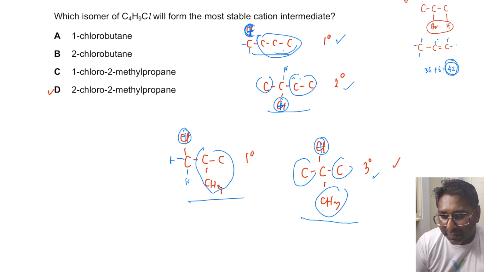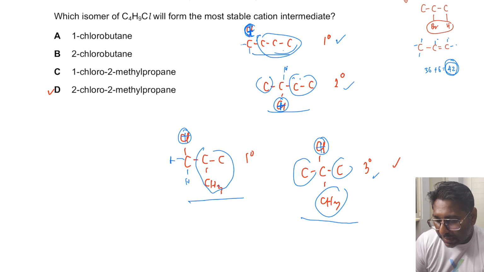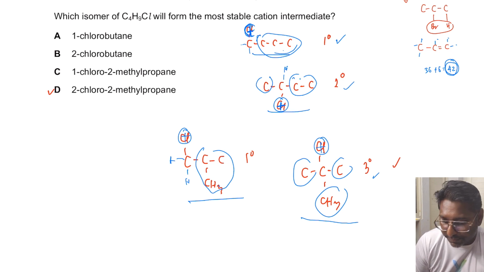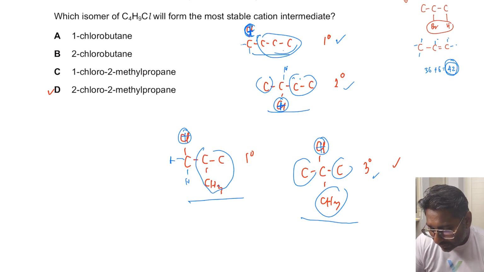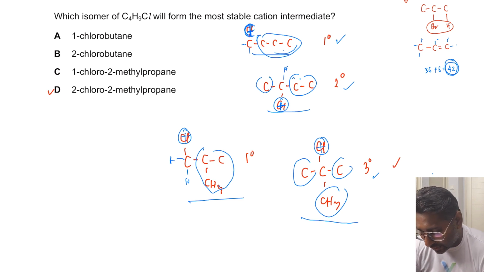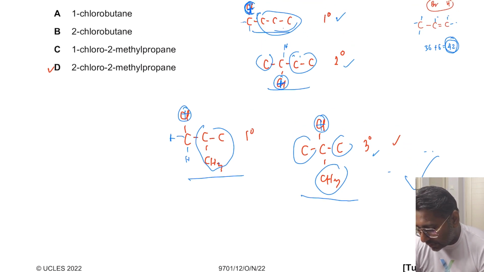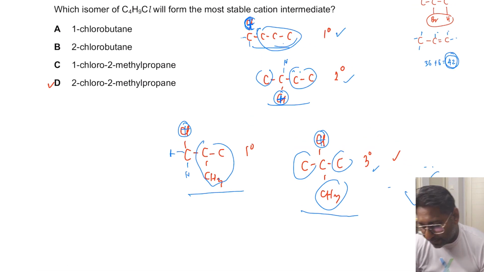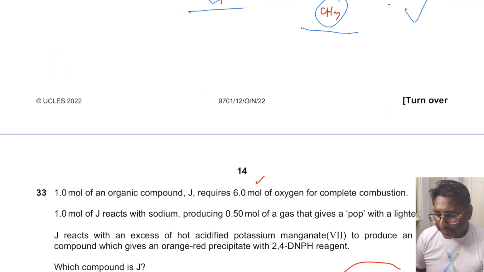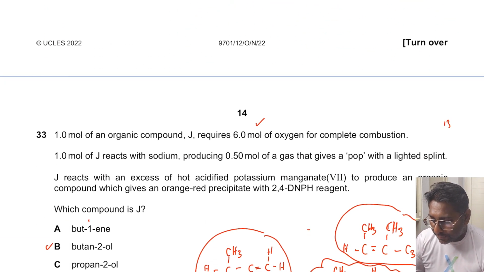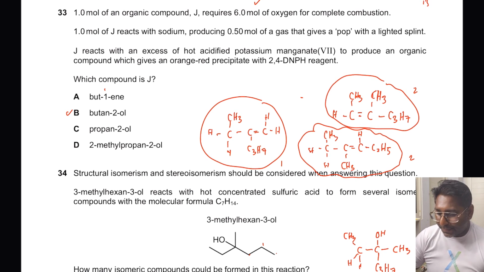This has something to do with the positive inductive effect. The inductive effect will make the cation intermediate more stable. So we will choose the tertiary. Tertiary is more stable, so tertiary will be selected. So here the answer is going to be D. Okay, next, 33. Let's move on.